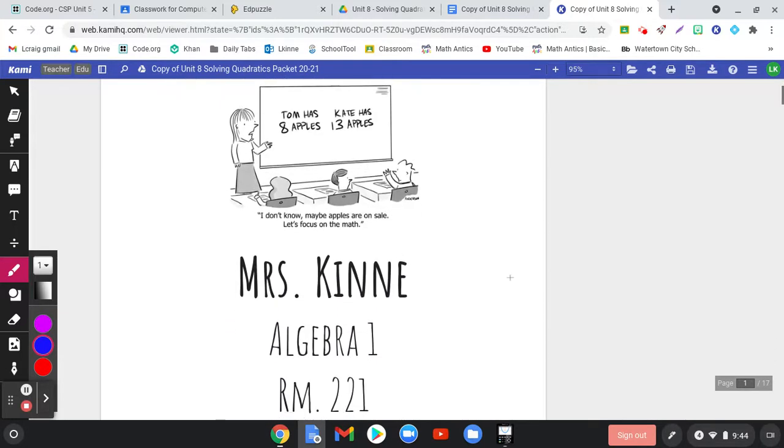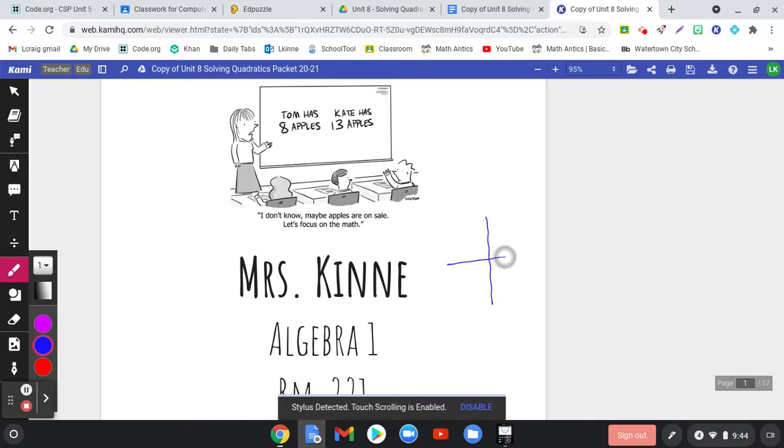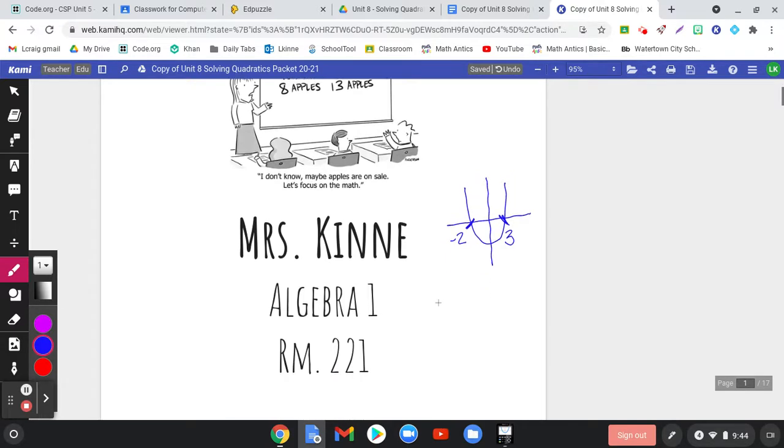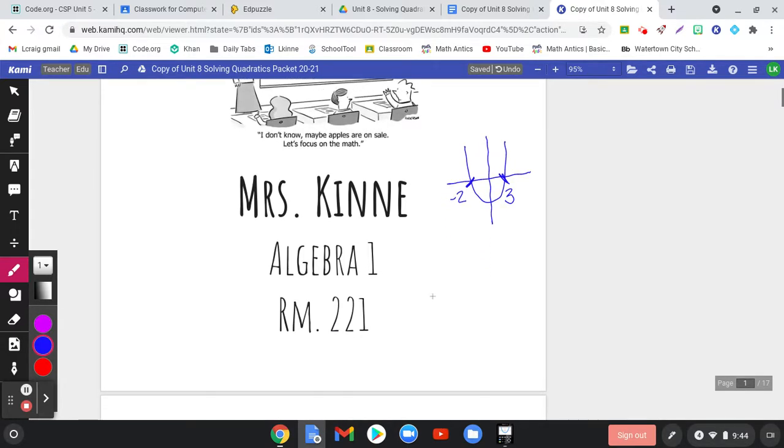What that would look like is, if I were to graph any parabola, you could put it into y equals, and wherever it crosses the x-axis, those are your zeros. Let's say it's -2 and 3. Those are your zeros, all right? You can find them graphically, but sometimes you can't find them graphically, or you can only find one. So this whole unit is how to find them algebraically, all right?